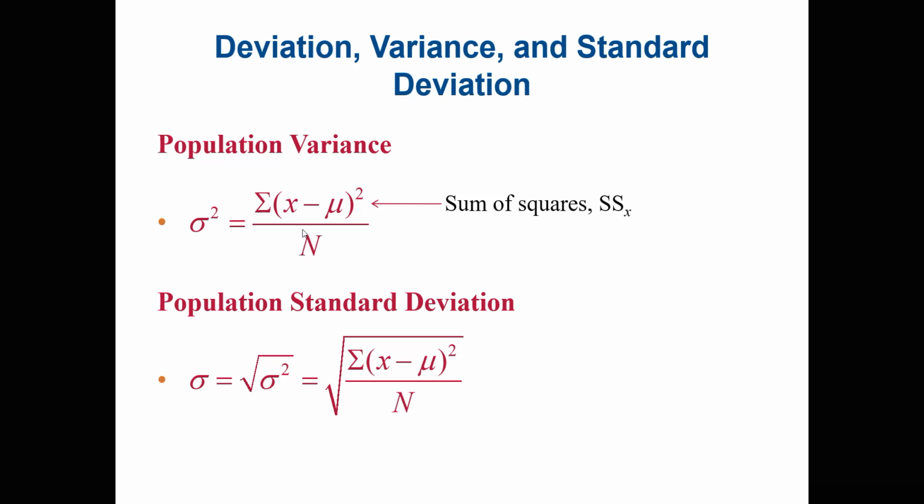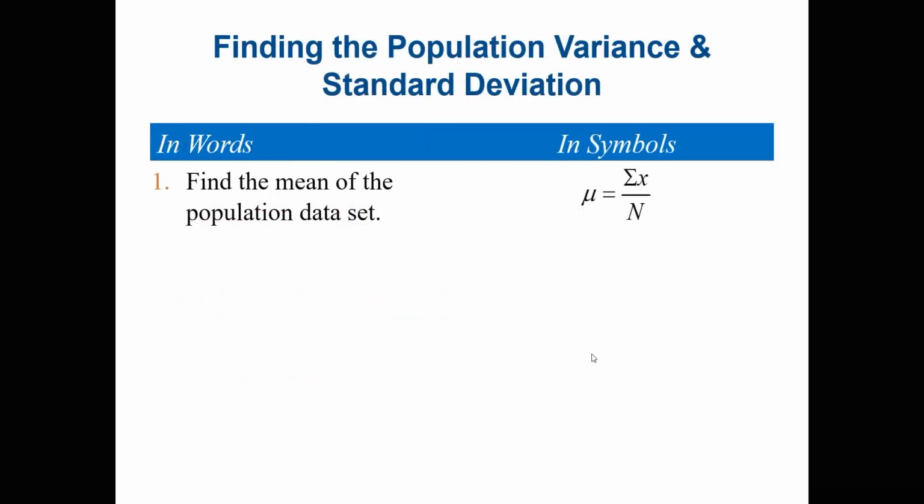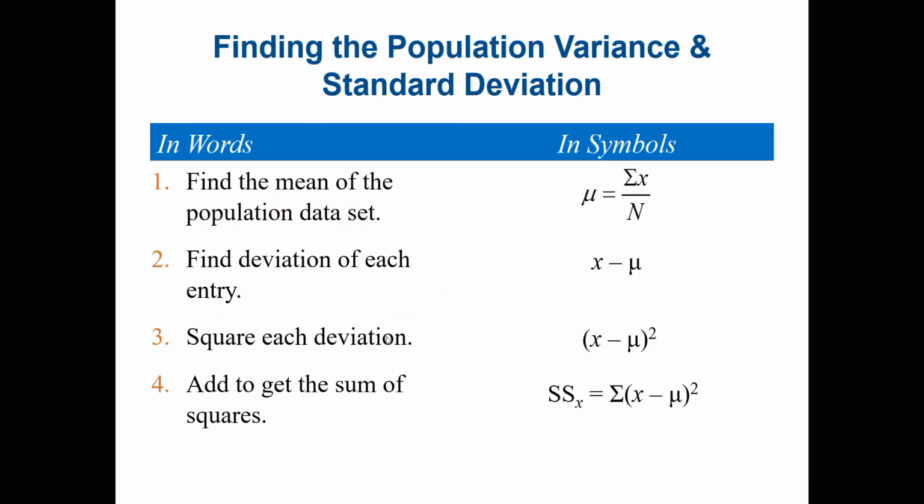This is your population size. Sample size is small n. Population size is capital N. So when you do that, you end up with a population variance, and if you want the population standard deviation, you simply take the square root. We will take a look at a couple of examples to make it really clear.